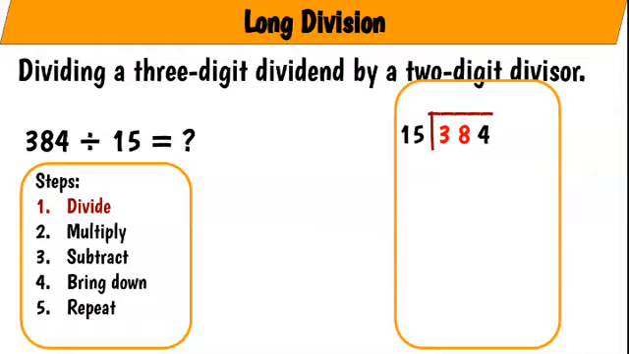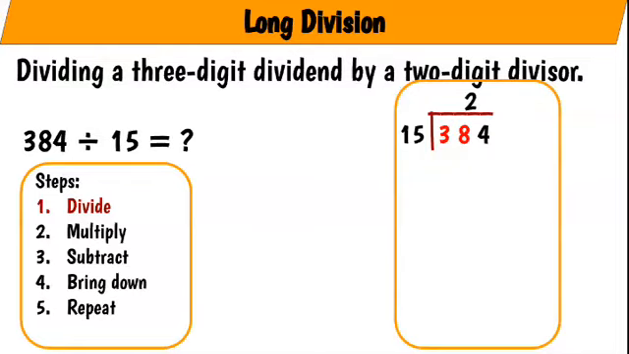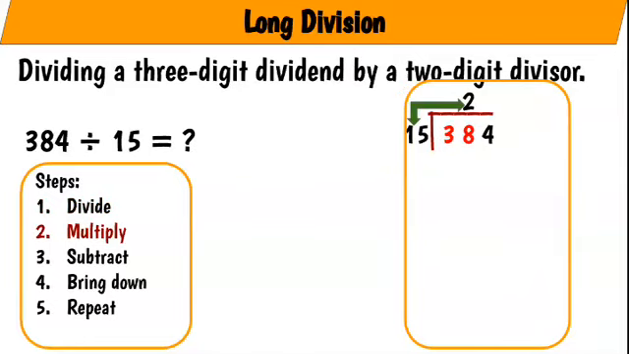So now we have 38. So now we are saying how many groups of 15 can we get from 38? And now we have a bigger number to work with. How many groups of 15 can we get from 38? We can get 2 groups of 15 from 38. Now, let's move on to our next step.